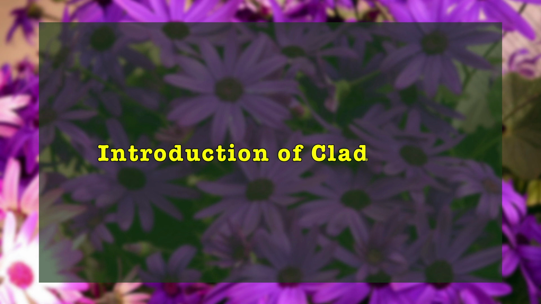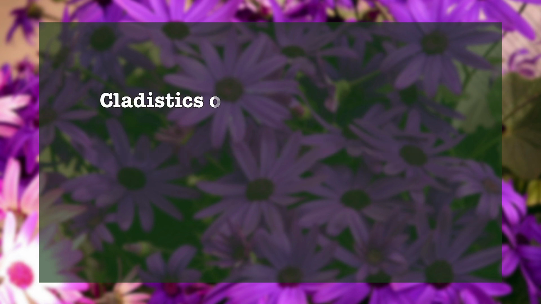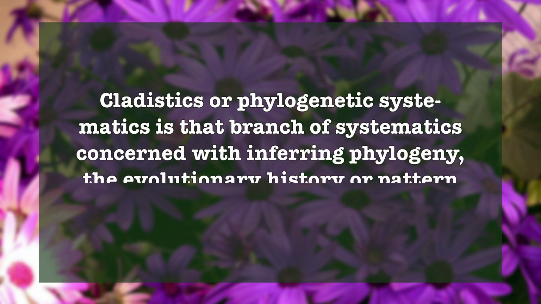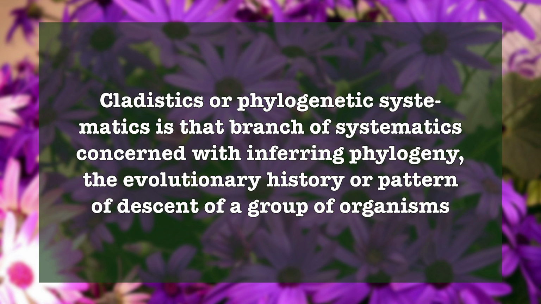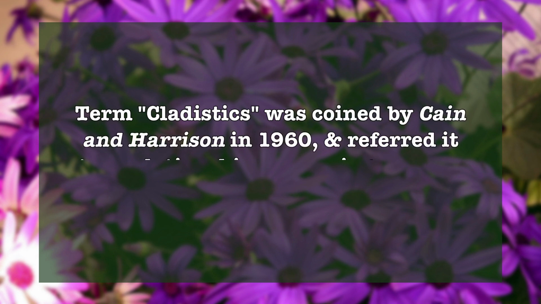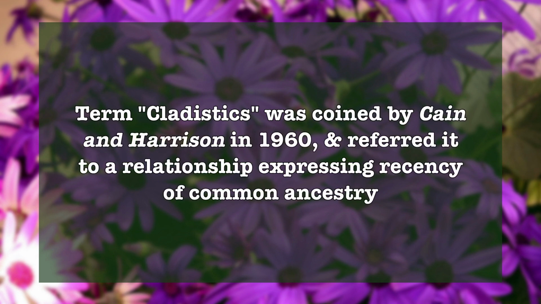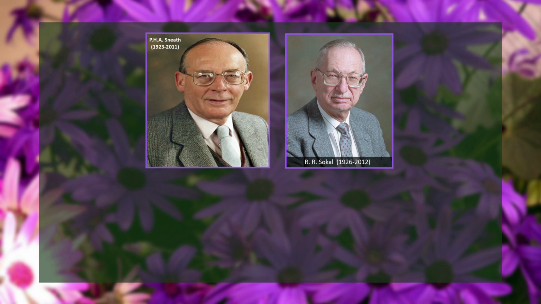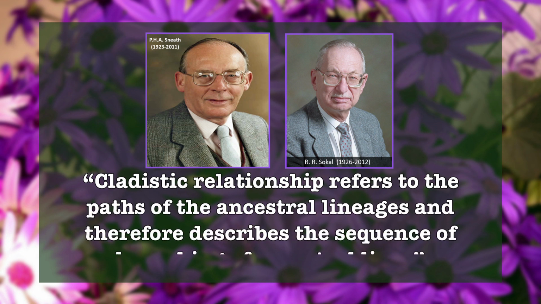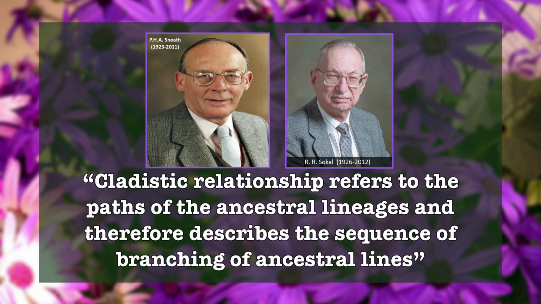Now, let's have a brief introduction of cladistics. Cladistics or phylogenetic systematics is a branch of systematics concerned with inferring phylogeny, the evolutionary history or pattern of descent of a group of organisms. The term cladistics was coined by Cain and Harrison in 1960 and referred to a relationship expressing recency of common ancestry. Sokal and Sneath, 1963, described it as: cladistic relationship refers to parts of the ancestral lineage and therefore describes the sequence of branching of ancestral lines.